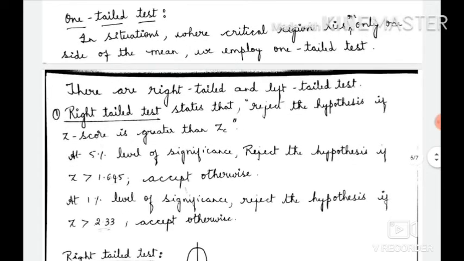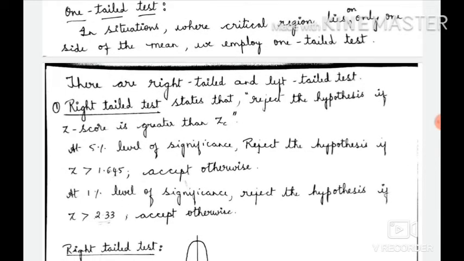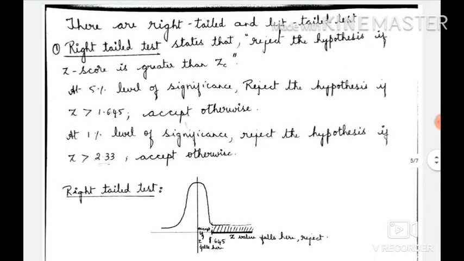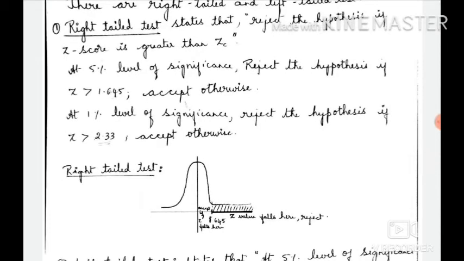In the case of a one-tailed test, we have two types, that is right-tailed test and left-tailed test. In the case of a right-tailed test, if the calculated value of z, or the z-score, falls in the critical region, that is, if the z-score is greater than 1.645 for 5% level of significance, we reject the hypothesis. Please watch the diagram for better understanding. If the value of z is greater than 1.645, it falls in the critical region. Therefore, whenever the value of z falls in the critical region, we reject the hypothesis, otherwise accept the hypothesis.